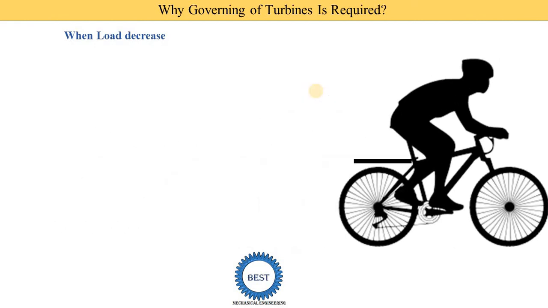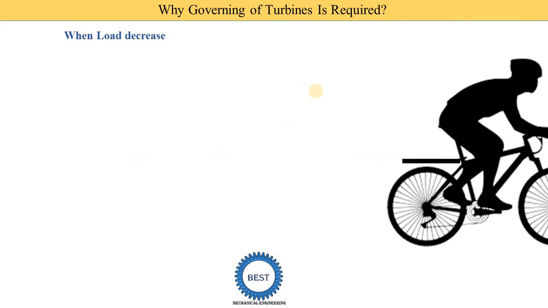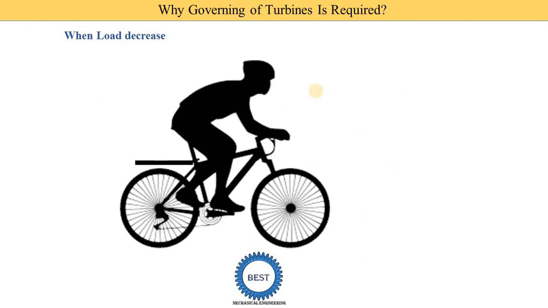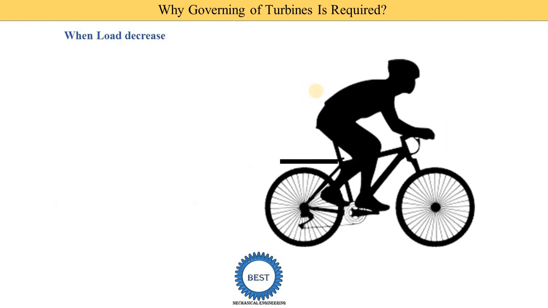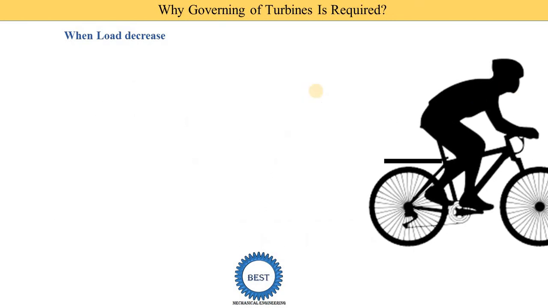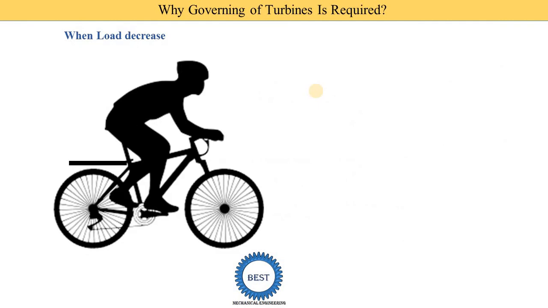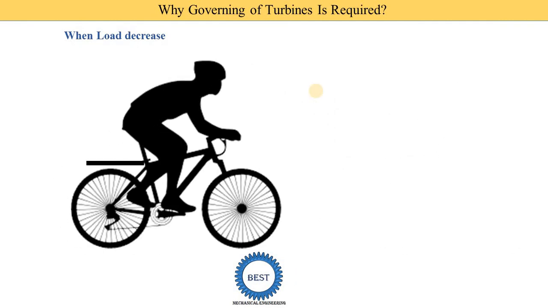Suppose it is a hydro power plant, then we reduce the quantity of water supplied to these power plants. So there are two things: one is the load is increased, the second is the load is decreased. At the end of the video I will again repeat what happens when the load is increased and what happens when the load is decreased.